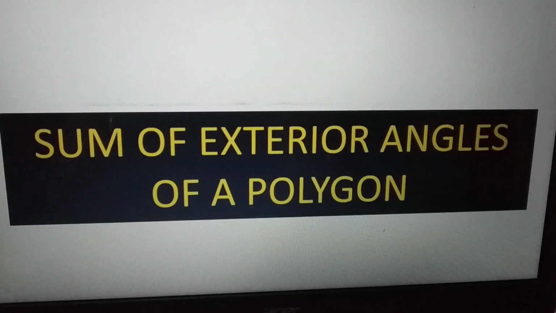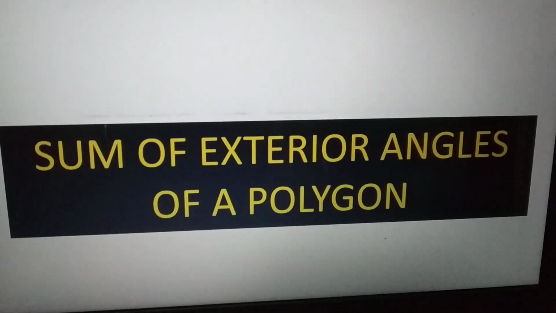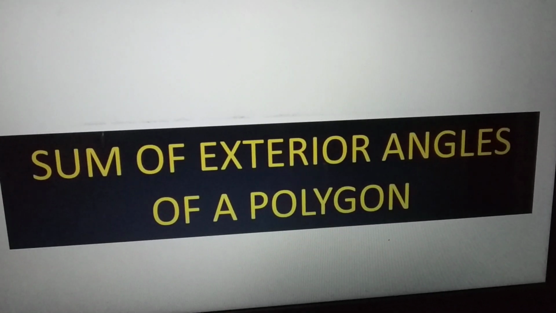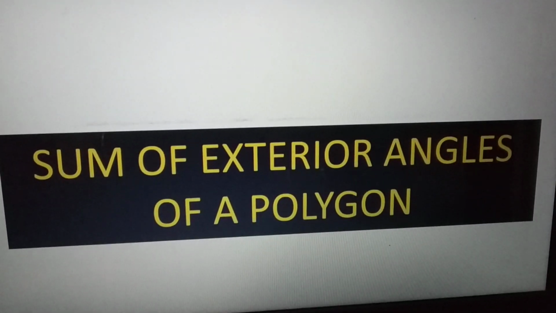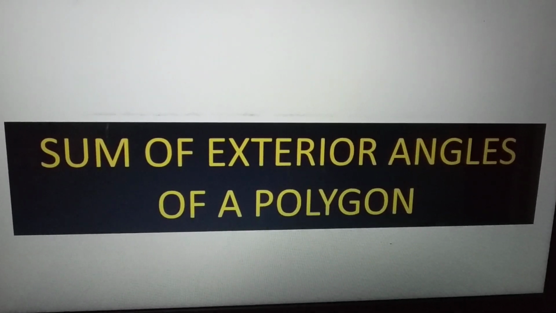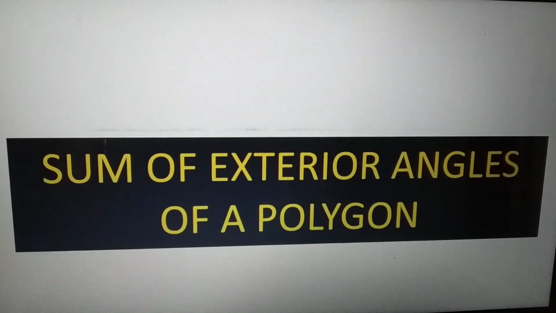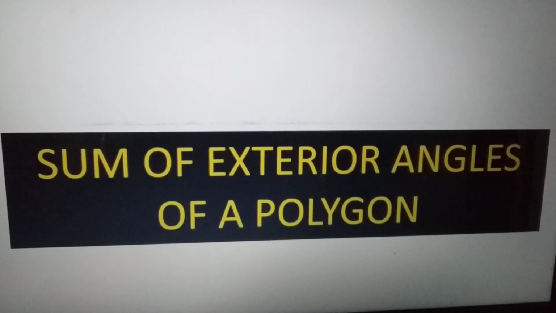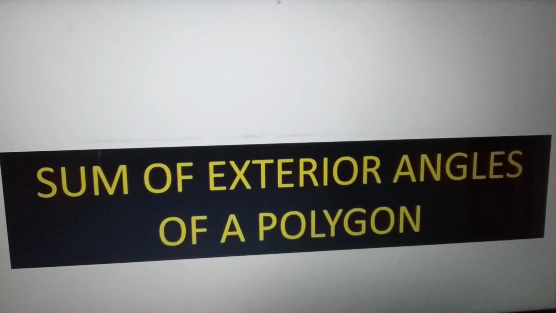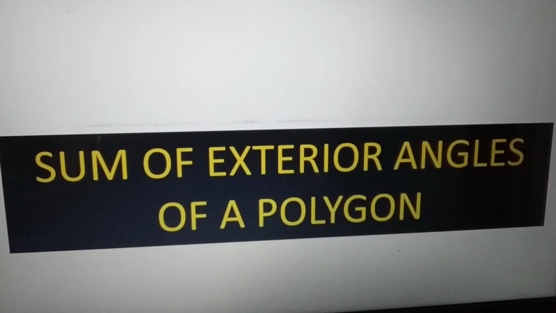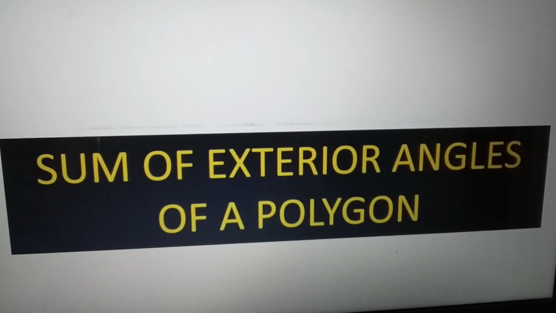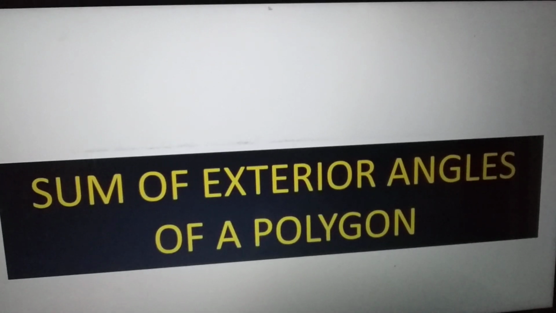What do you mean by polygon? A polygon is a closed figure made up of line segments. Example: triangle, quadrilateral, pentagon, etc. The polygon may be a regular polygon or an irregular polygon. A regular polygon is one in which all the sides and all the angles are equal.